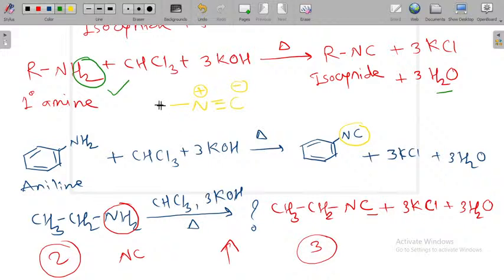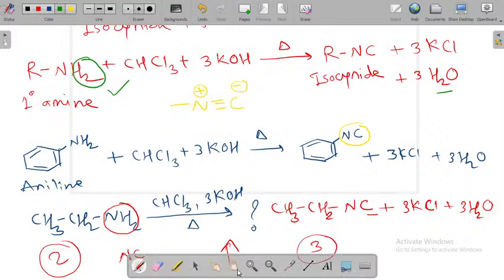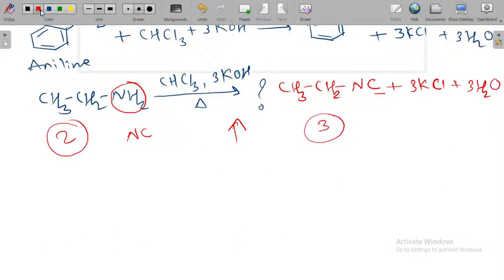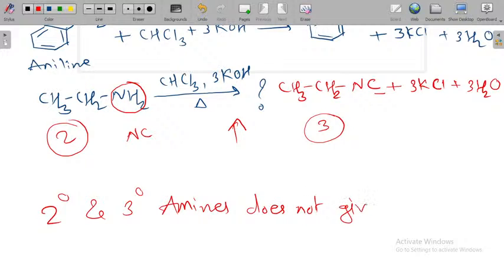That's why, if I write this statement here, the secondary and tertiary amines do not give this reaction. Okay, only primary amines can show this carbylamine test.